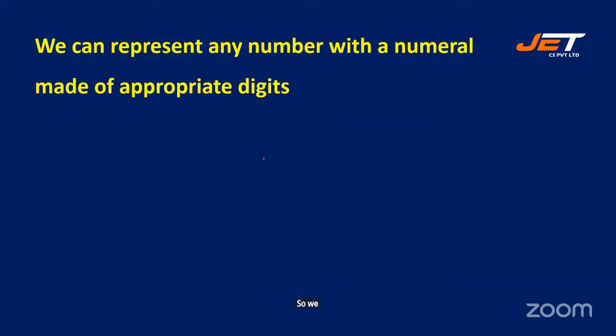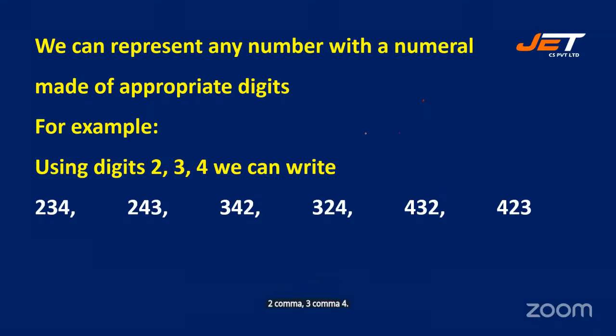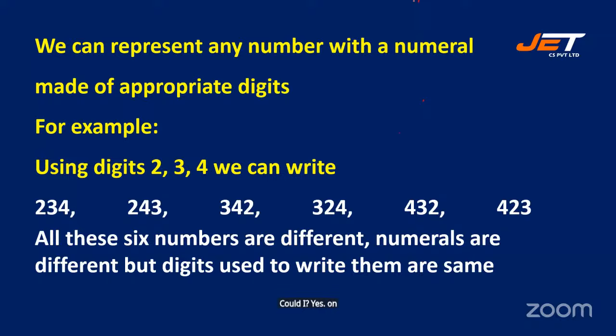So we can represent any number which is made of appropriate digits. For example, using digits 2, 3, 4, we can write 234, 243, 342, 324, 432, and 423. All these numerals are different, but the digits used to write them are the same.